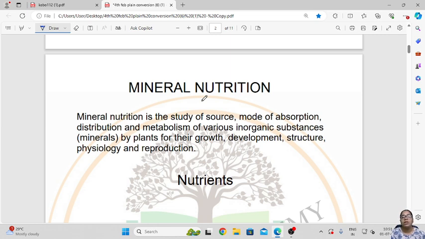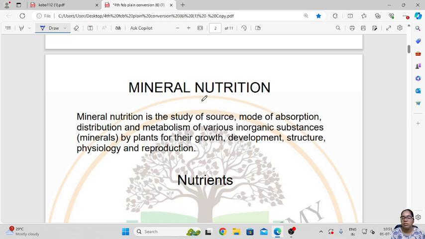So here, why is it important to study mineral nutrition? Mineral nutrition is important because of how plants absorb the nutrition, from where the nutrition comes in the soil, and why it is important for the plants to have these nutrients, that is for their growth, development, structural physiology and also for reproduction. So we are going to learn in detail about the nutrients, their function, and then what will happen if that nutrient is absent in the plant.